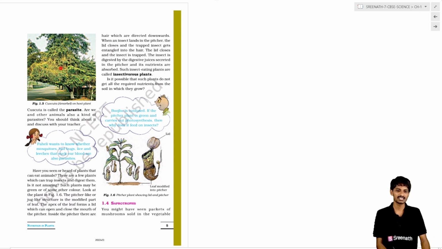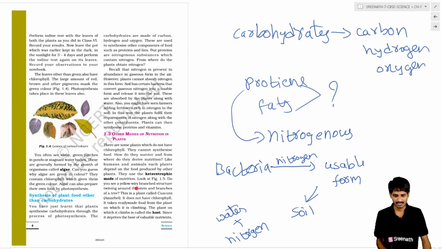Just see this picture. In this picture there are yellow color structures. We call it a yellow wiry branched structure. What is it? Yellow wiry branched structure twining around the stem and branches. These structures will twine around the stem and branches of a tree. This plant is called Cuscuta.